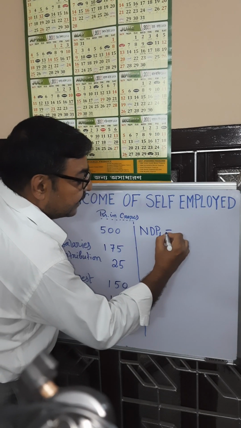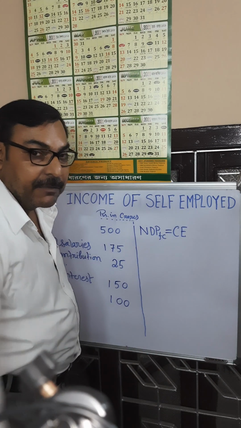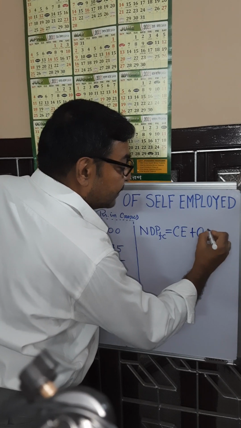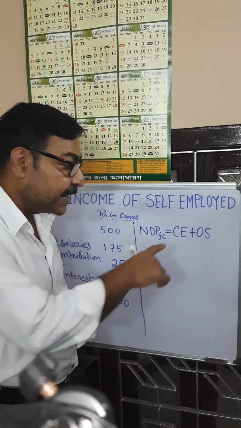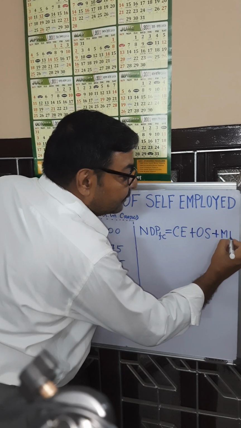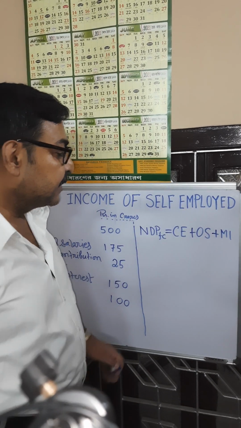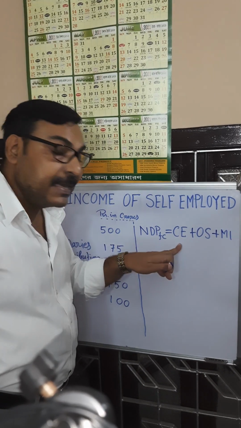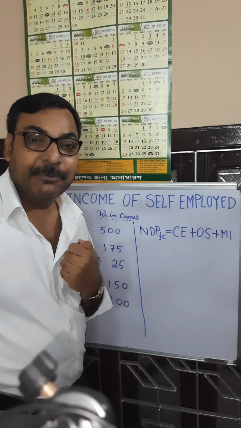NDPFC is equal to CE, compensation of employees, income from labor, plus OS, income from property and entrepreneurship, operating surplus, plus mixed income. In these three forms income generates in the economy. Now if NDPFC is known to you, CE is known to you, operating surplus is known to you, easily you can calculate mixed income.